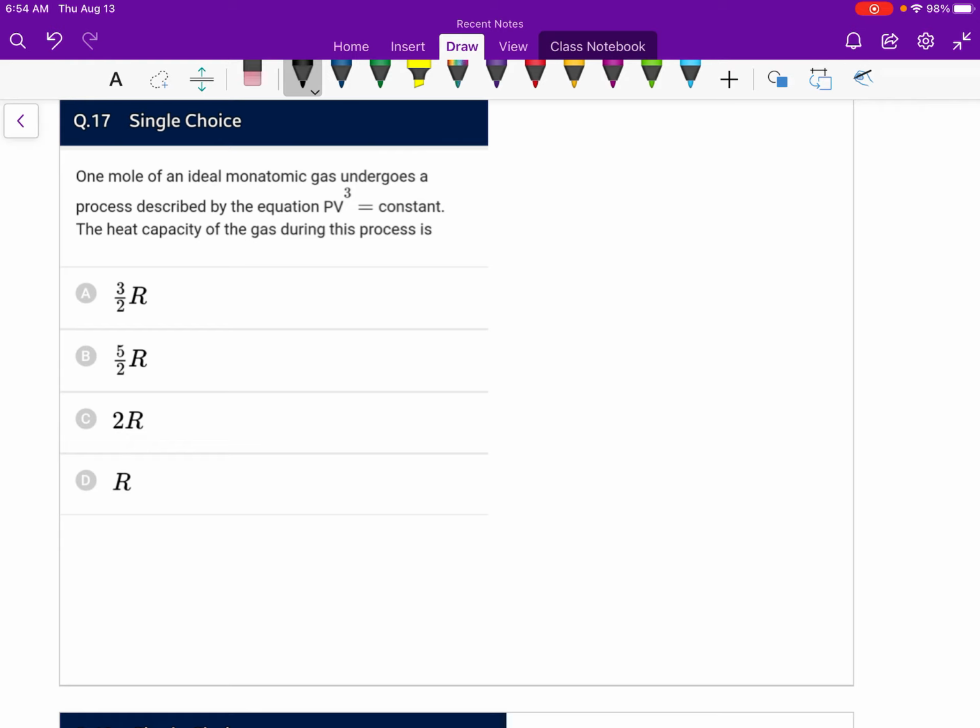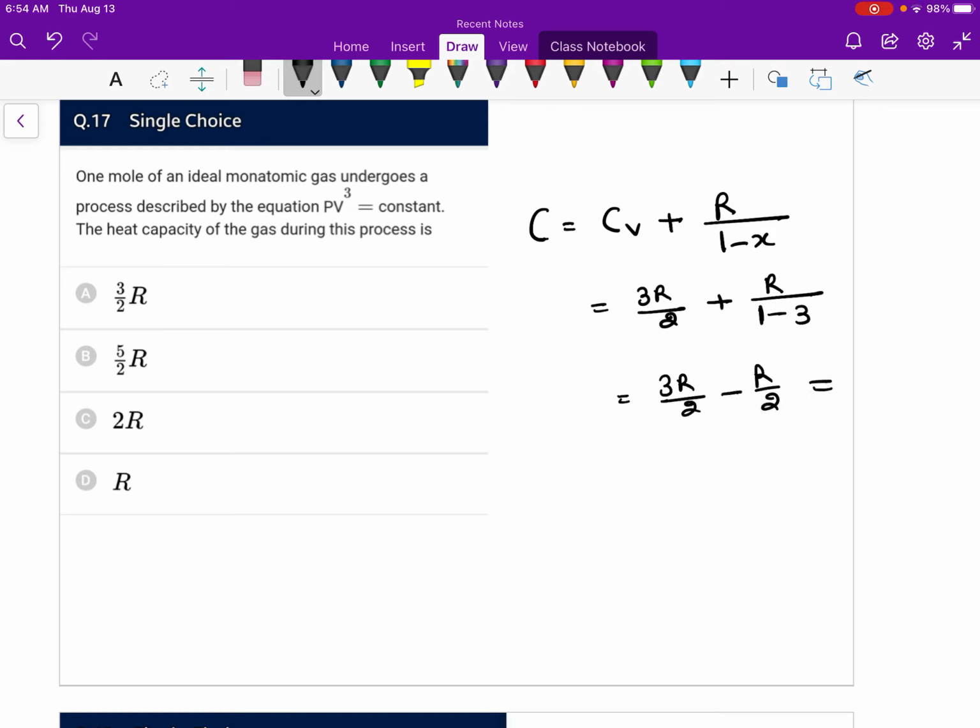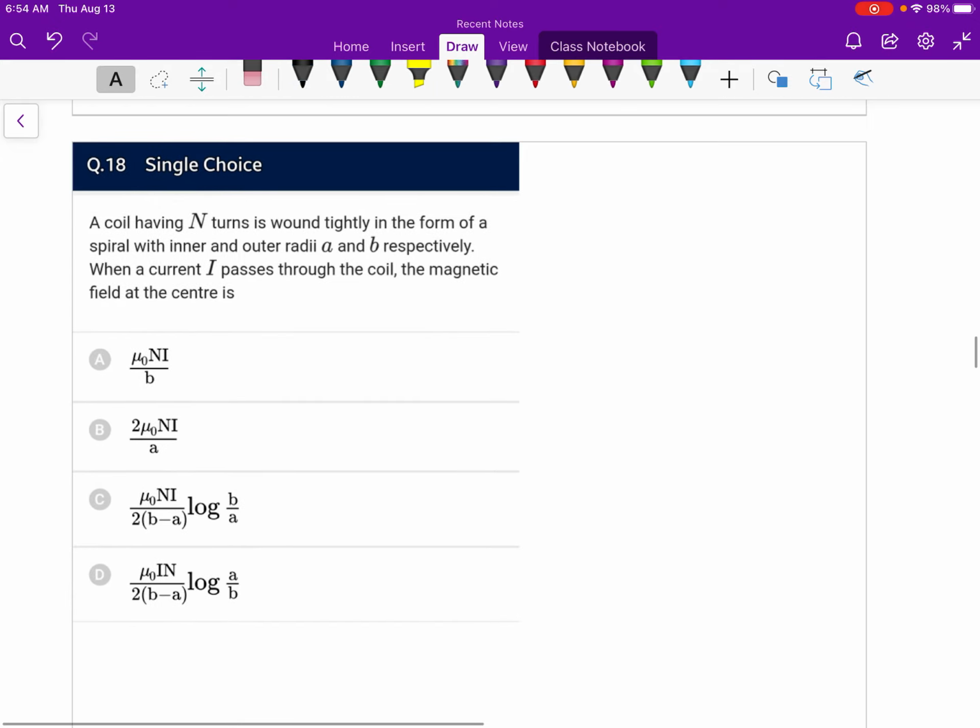1 mole of an ideal monoatomic gas is described by the equation given. Find the heat capacity. So heat capacity for this polytropic process is Cv plus R upon 1 minus X. So this is monoatomic. So 3R by 2, 1 mole plus R upon 1 minus 3. So that is 3R by 2 minus R by 2. So this is R. So specific heat capacity is R, and since number of moles is 1, so 1 into R, so R only.